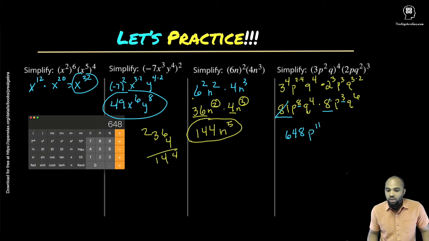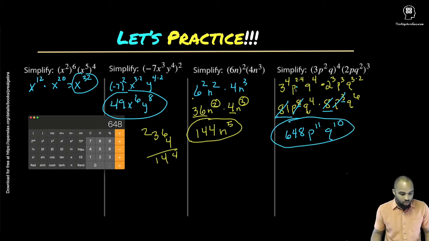So I'm going to cross these out to make sure I don't get confused with what I've already done. Q to the 4th times Q to the 6th becomes Q to the 10th power. And there we are. Beautiful.